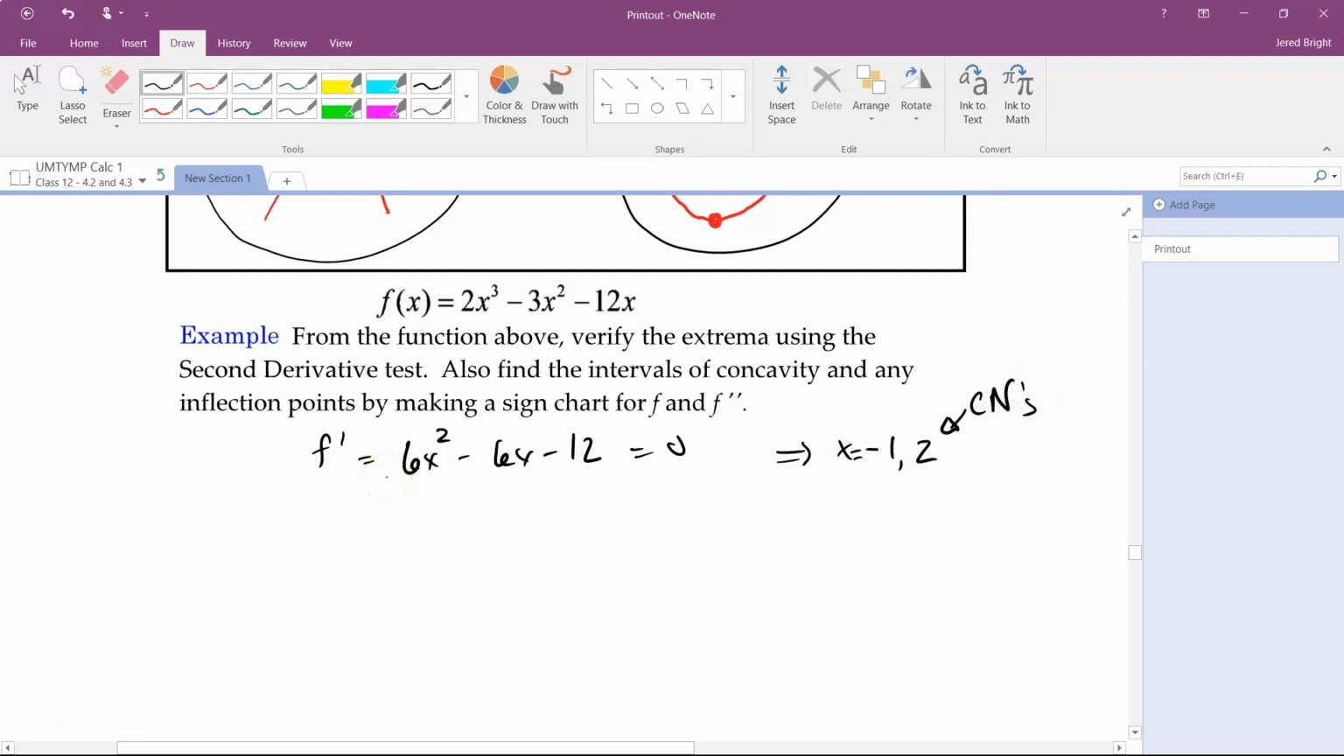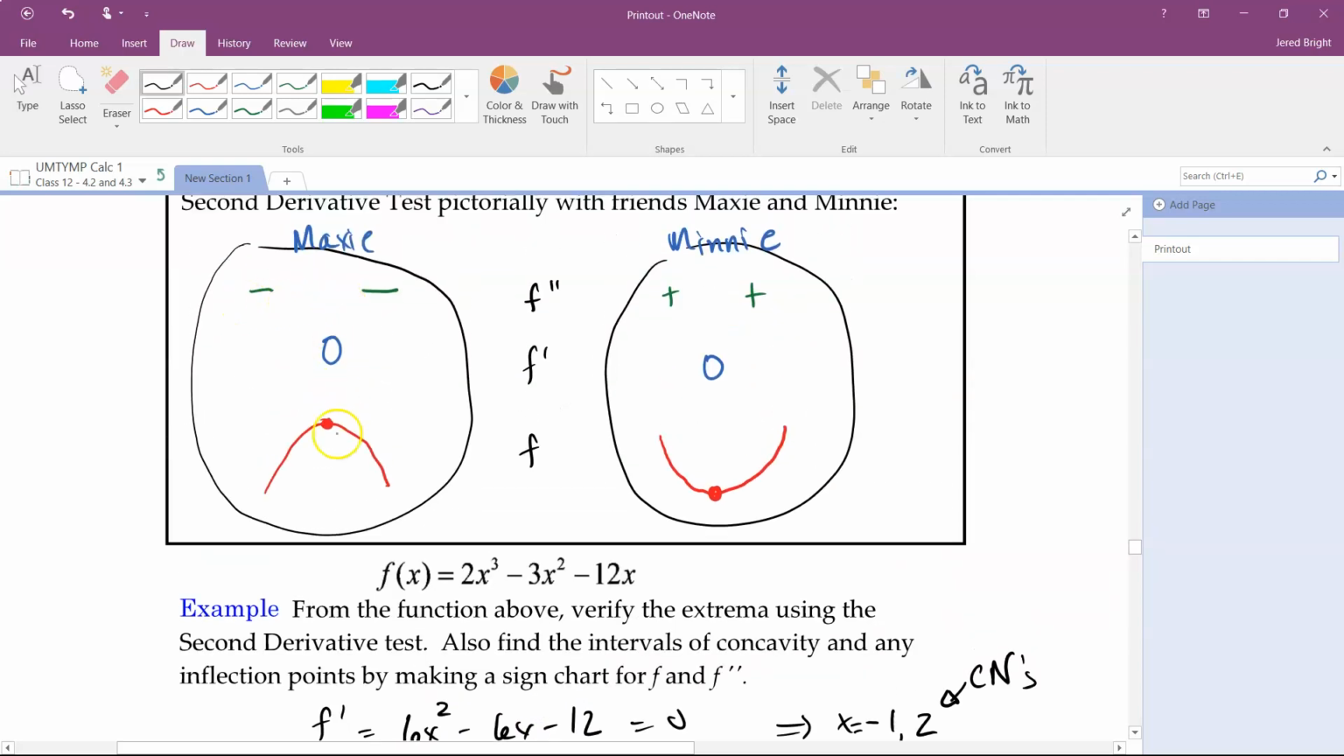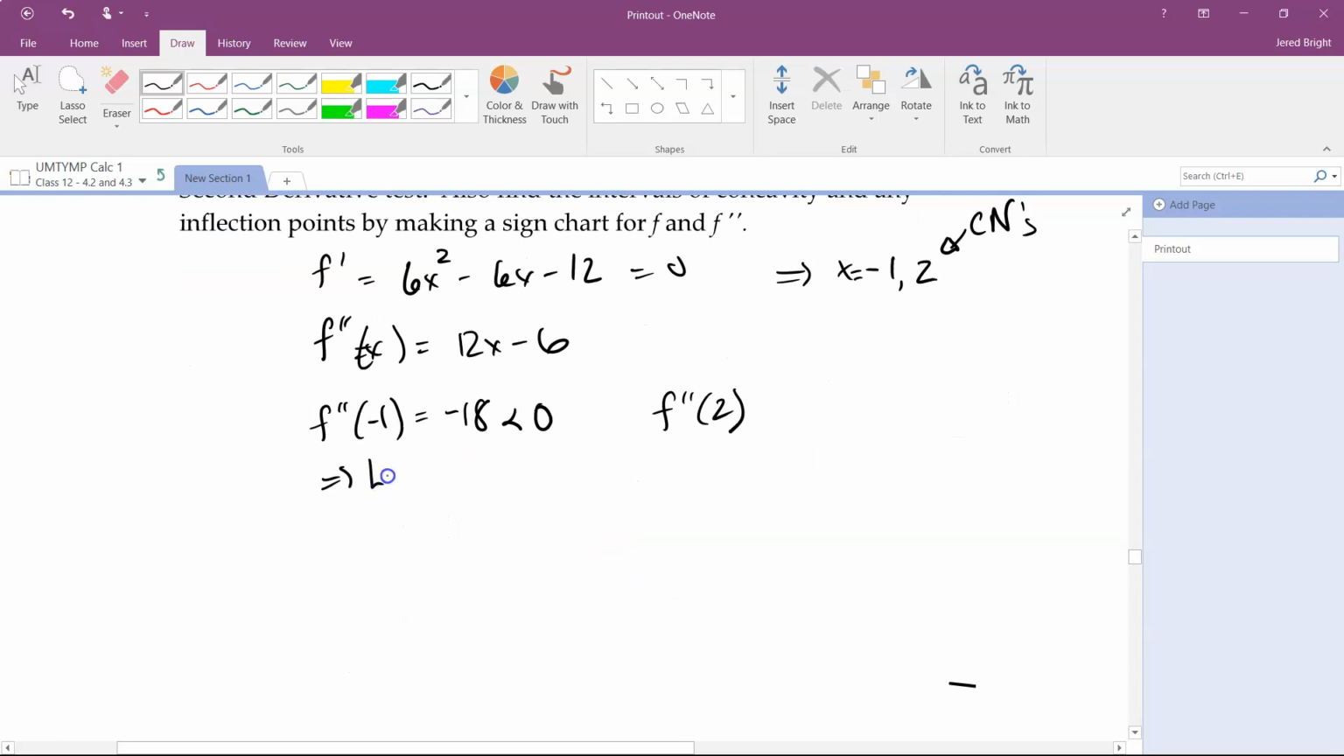Now, according to the second derivative test, I'm going to find f double prime of x, and I get 12x minus 6. Now I evaluate my second derivative at each of these values. When I put in negative 1, I get negative 18, which is less than 0. So my second derivative is negative, then I'm in the Maxi case, so that means I have a local max at x equal to negative 1. It's consistent with what we saw before.